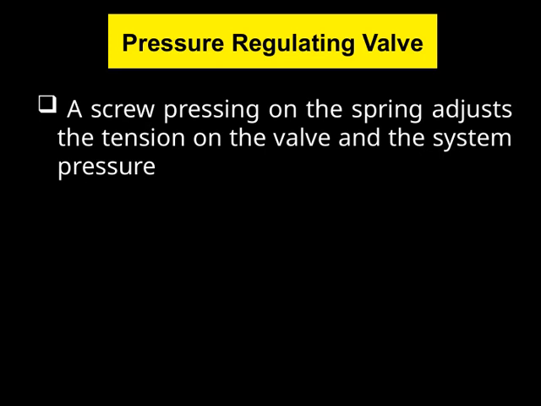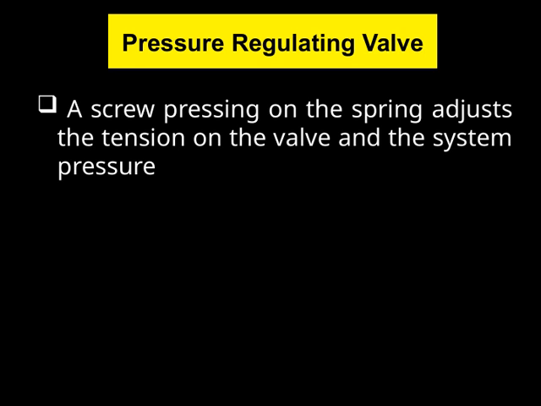Now, on this slide, we're looking at how a pressure-regulating valve works. Essentially, a screw presses down on a spring, and that action adjusts the tension on the valve. By changing this tension, we control the system's pressure. When you tighten the screw, the spring compresses more, which raises the pressure needed to open the valve. Conversely, loosening it reduces the pressure threshold.